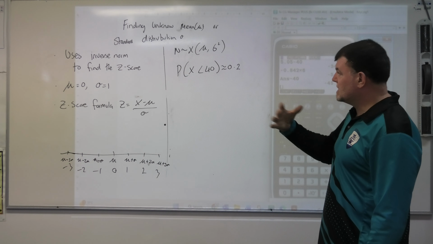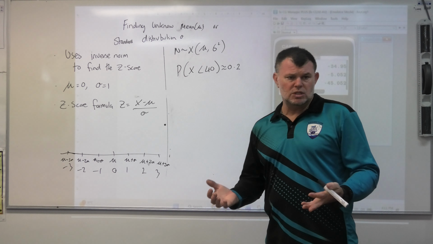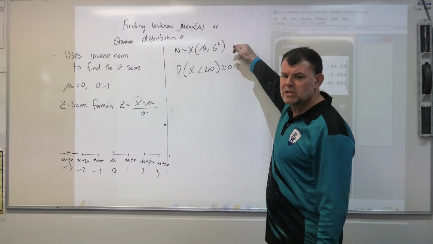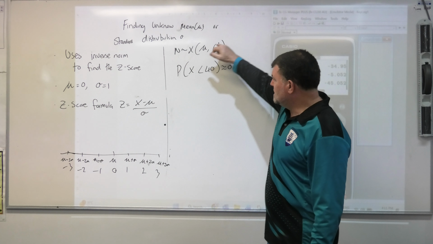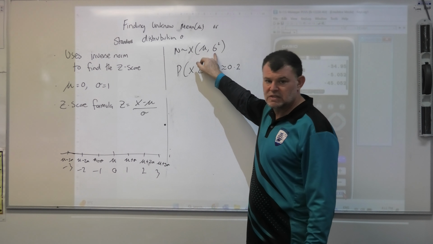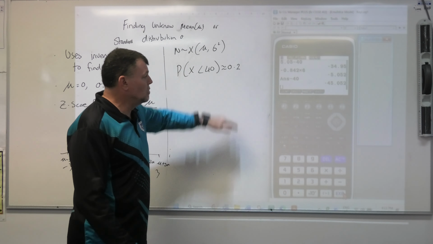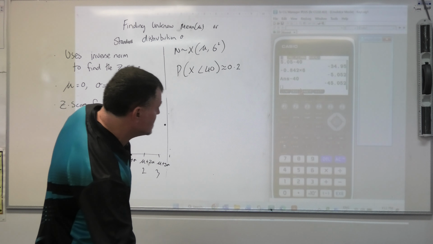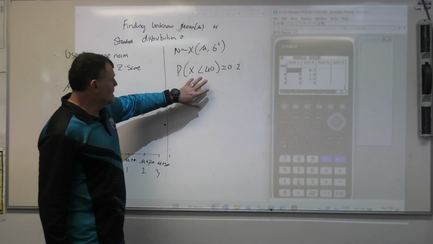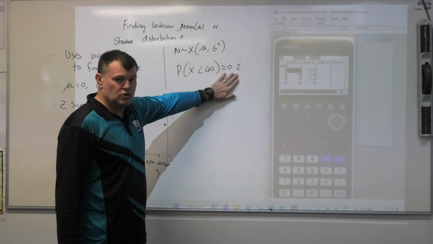So let's have a look at an example question. You may get questions where it tells you in words that you need to find the mean or deviation, or you may get a question like this one, where it gives you a distribution that is normally distributed with an unknown mean but a standard deviation of 6. We also have information about the function we're looking at: the probability that X is less than 40 is 0.2.